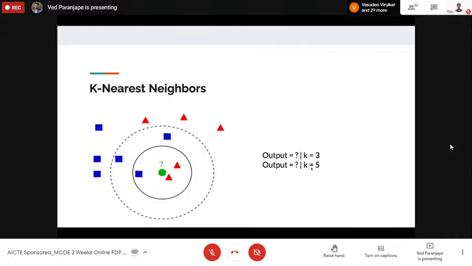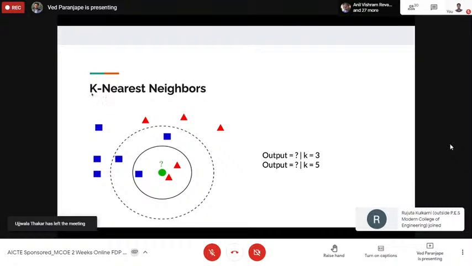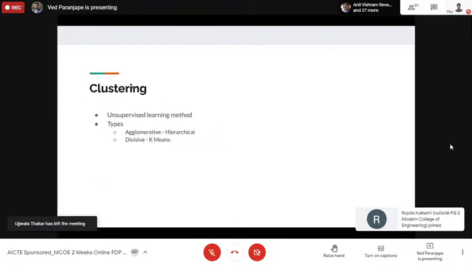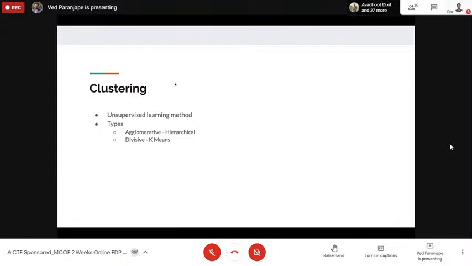But if k is 5, which means we are going to consider the 5 closest neighbors, so 1, 2, 3, 4, 5, this outer circle marks the boundary, and the output changes. This green dot is going to be classified as positive for lung cancer because we have 3 members voting positive and just 2 for negative. That's why the parameter k is very important in k nearest neighbors. Now we're going to talk about clustering. The previous was k nearest neighbors, and clustering is a very similar algorithm, so let's dive into clustering now.